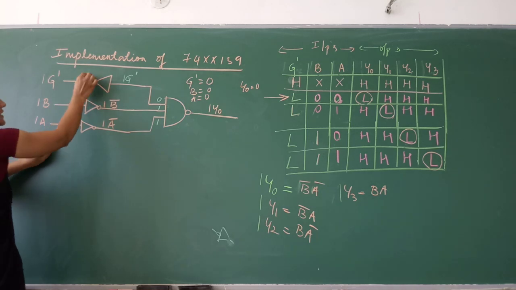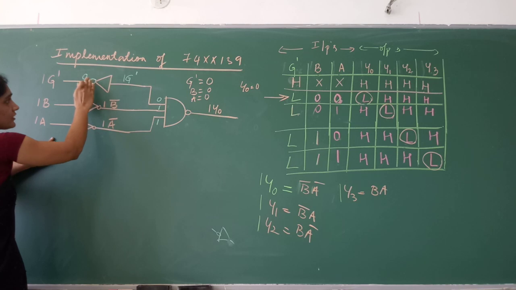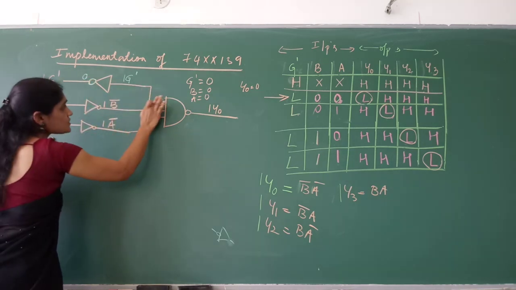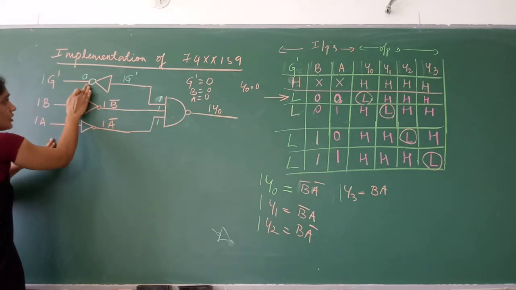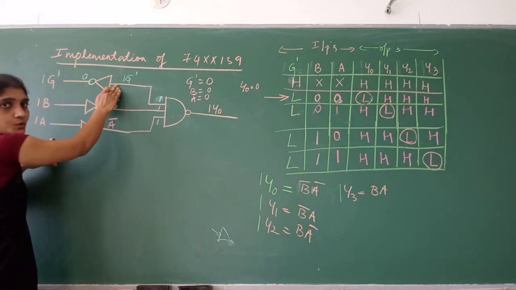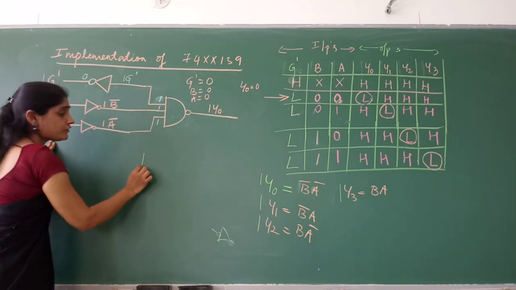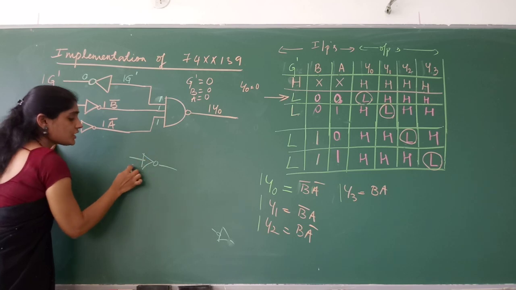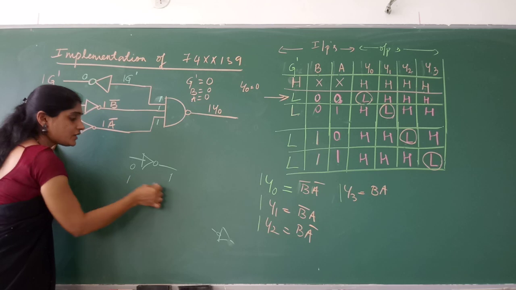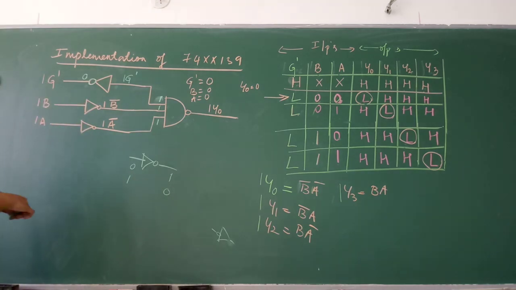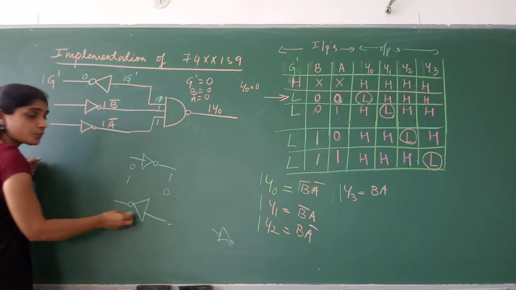If you are giving 0 here, since there is a bubble here, it will invert. So if you are giving 0 here, you will get 1 here. Since you have a bubble here, when you give the input as 0, at this point you are going to get 1. It will work just like a NOT gate. If you give the input as 0, with the bubble you get the output as 1. If you give the input as 1, you get the output as 0.